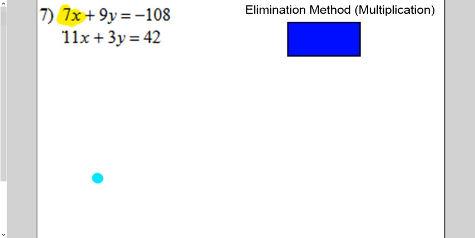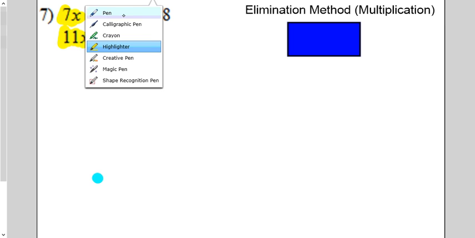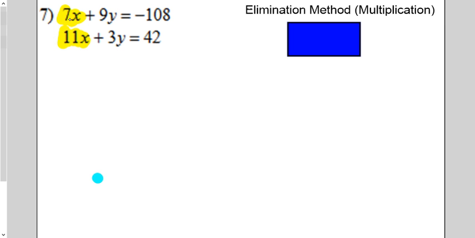This 7x cannot easily become 11x, and I can't easily make the 11x into a 7x. What we could do, and I just wanted to show you this, is multiply both of these to get my x's to what I want them to be. What's 11 times 7? 77. So let's multiply the top by 11 and the bottom by -7. 11 times 7x is 77x. 11 times 9y is 99y. And this will be a really big number there.